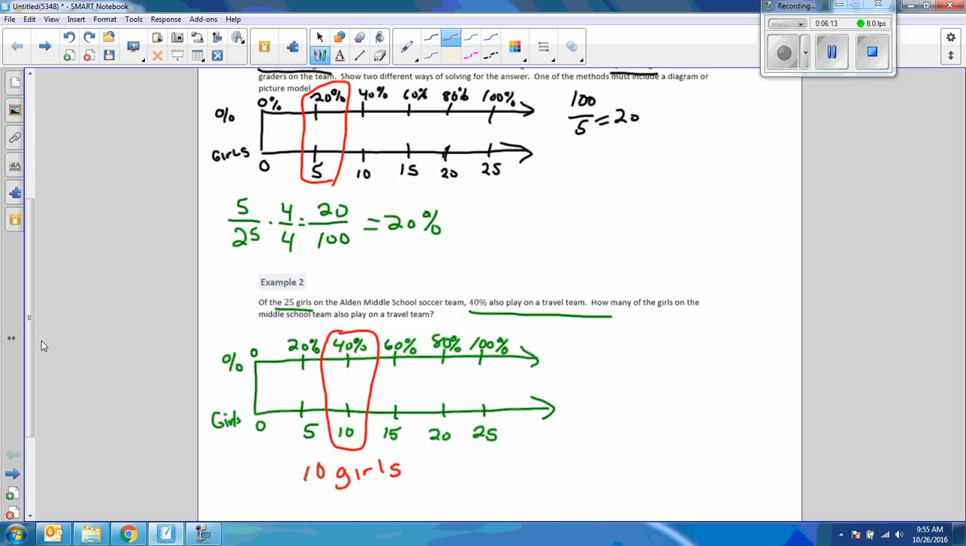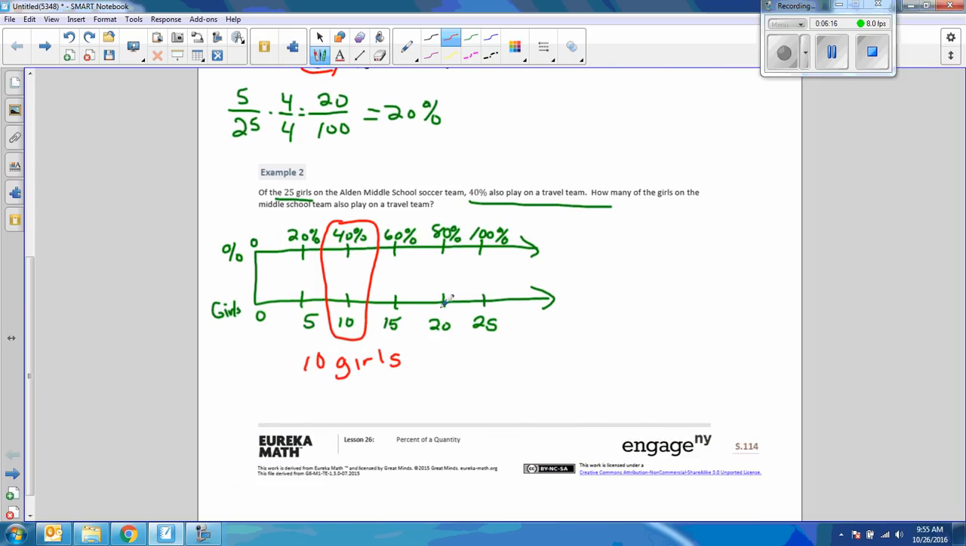Another method would also be to do it algebraically, like we did up above. So I'll do that again. So now it says, of the 25 girls, 40% play on a travel team. Well, 40 percent is 40 over 100 equals some number over 25. So to go from 100 to 25, I had to divide by 4. So if I divide 40 by 4, then x would equal 10. Okay?